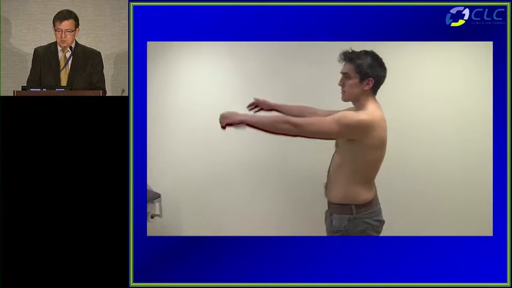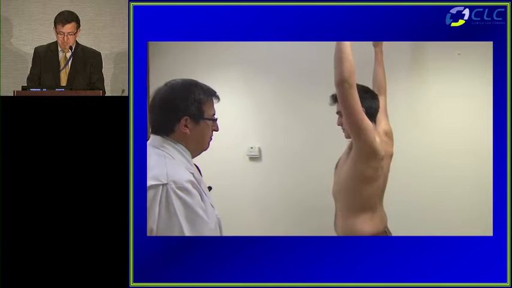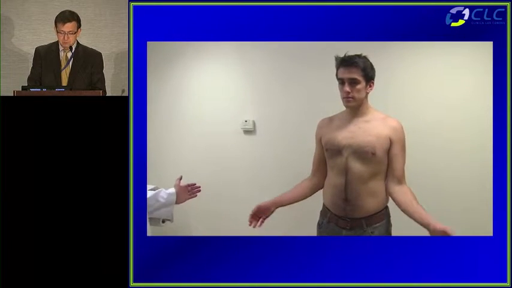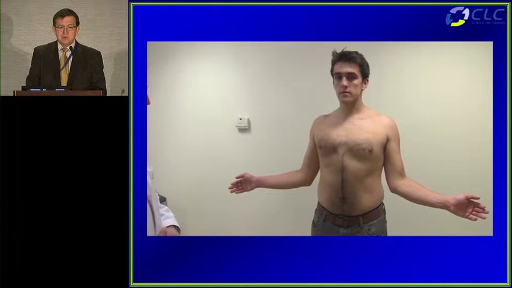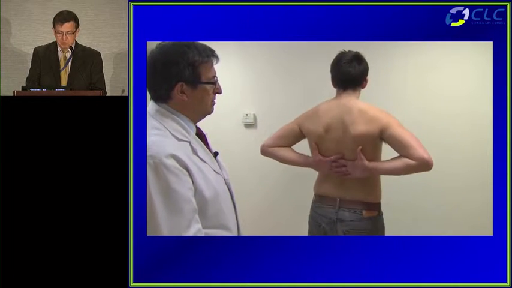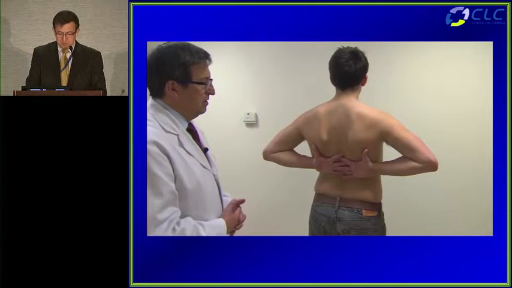And then we start to evaluate the active range of motion, first with the forward flexion. Then we evaluate the external rotation at the side. After we evaluate the external rotation, we continue our physical examination with the internal rotation. In this case, it's absolutely normal because it's a normal patient.